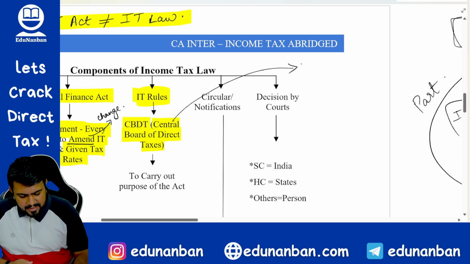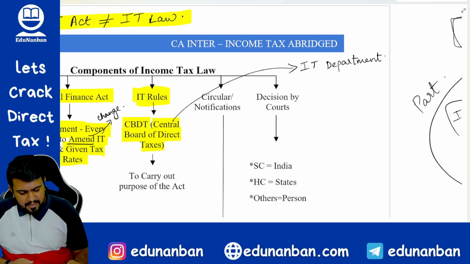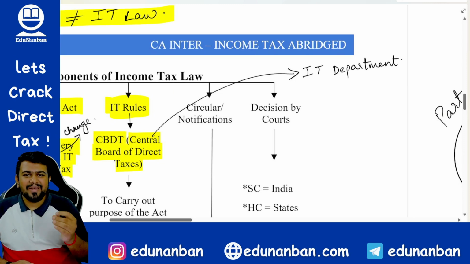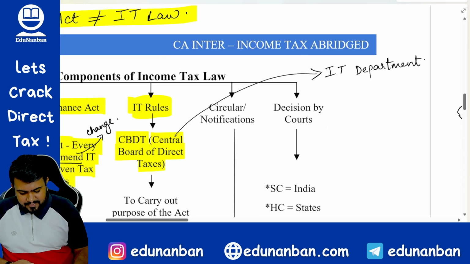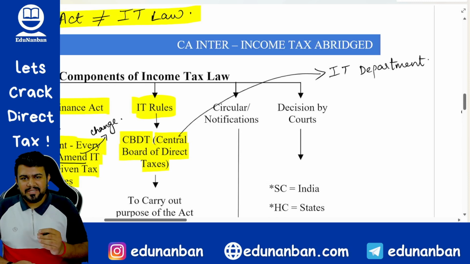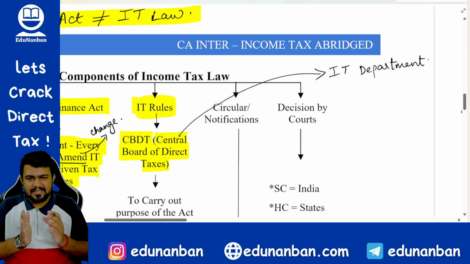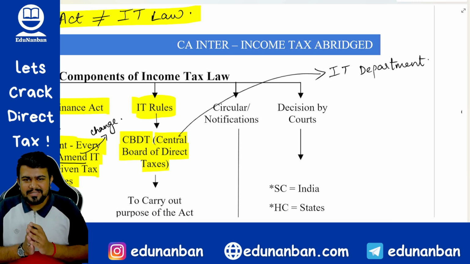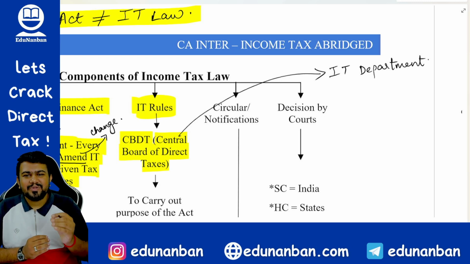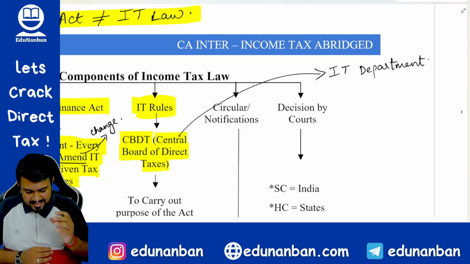Central Board of Direct Taxes, or with affection, we can call it Income Tax Department. Okay. So in layman language, CBDT is called Income Tax Department, but for CA students, it is Central Board of Direct Taxes. You should not call it Income Tax Department. What you should call? You should call it Central Board of Direct Taxes. Okay.